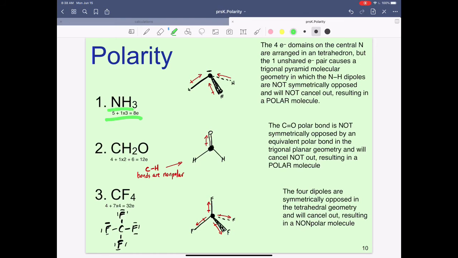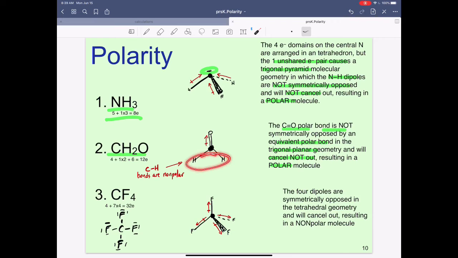In the case of ammonia, the one unshared pair within the Lewis structure causes a trigonal pyramid geometry in which the NH dipoles will not be symmetrically opposed, will not cancel out, resulting in a polar molecule. The same is true for the formaldehyde. The CO bond is not symmetrically opposed by any other equivalent polar bond within the trigonal planar geometry, and therefore will not cancel out, resulting in a polar molecule.